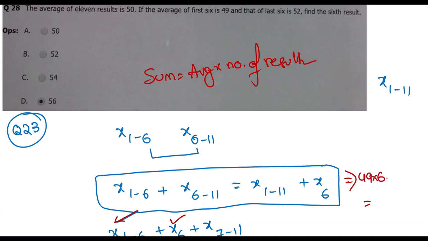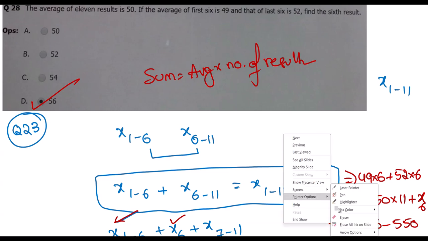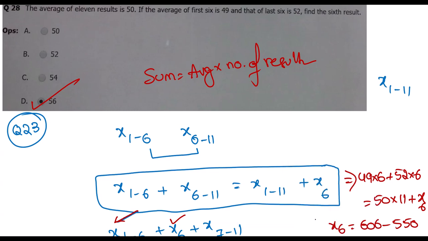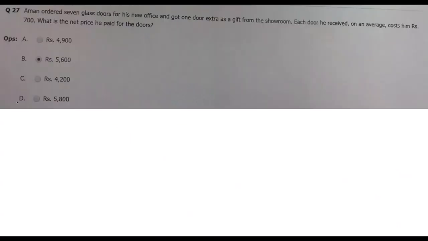49 multiplied by 6 plus 52 multiplied by 6 is nothing but 50 into 11 plus x6. You have to calculate the sixth result, simple. Now this side 550, that side 101, 606. 606 minus 550, which is 56. x6 is, this is 49 plus 52, 101 into 6. I can take 6 common, right? So 606 minus 550, which is 56. 56 is the answer.